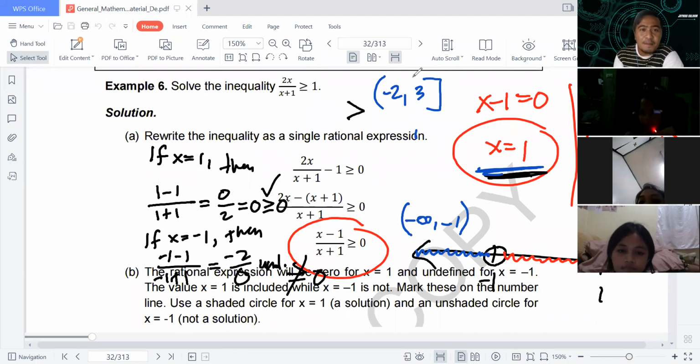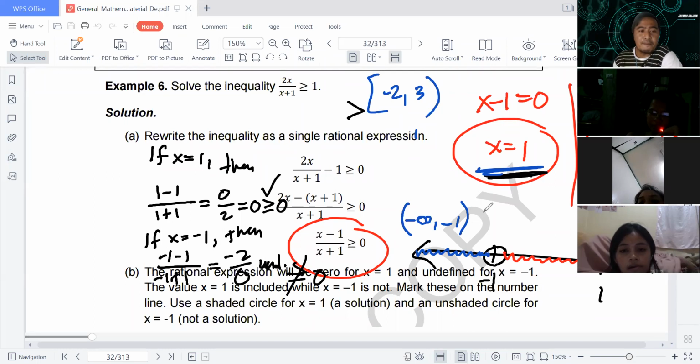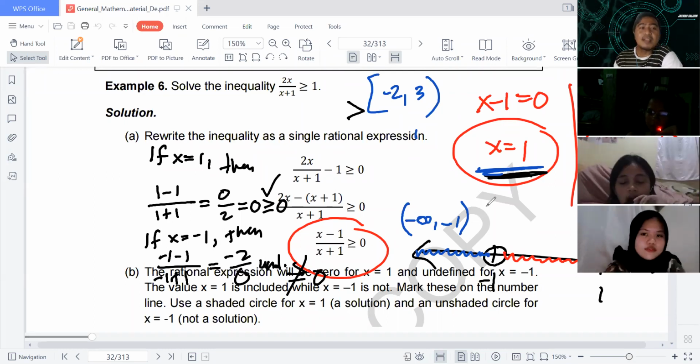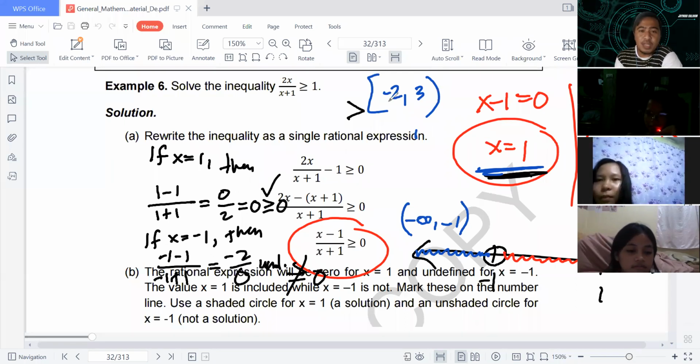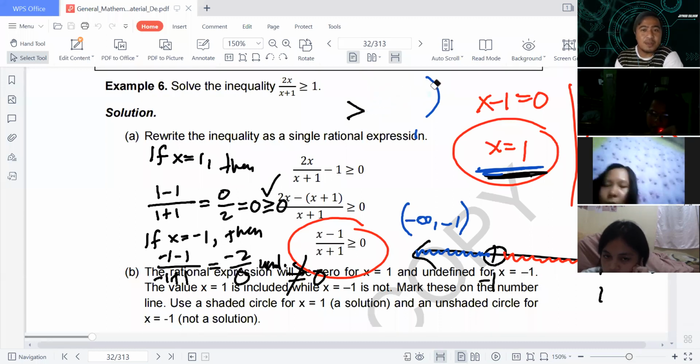Understood? But if it is this one, how will you read this one? Half open interval from negative 2 to 3. Very good. Half open interval from negative 2 to 3. It means negative 2 appears, from negative 2 until the number before 3, but 3 is not included. Understood? The decimals are included. All the real numbers there are included.